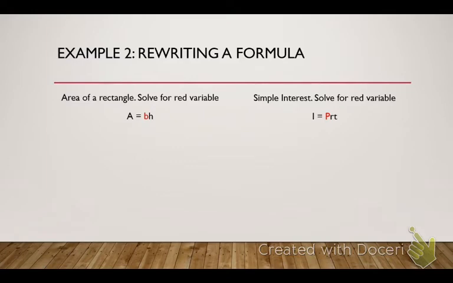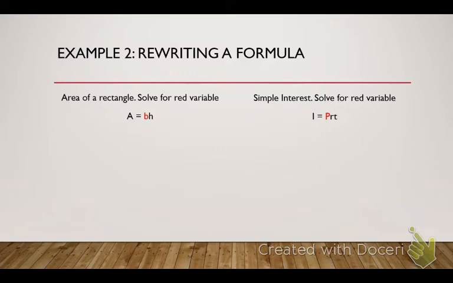What about a trapezoid? You guys remember trapezoids from last year? A equals 1/2 times base 1 plus base 2 times the height. Very good. Area of a circle. A equals pi r squared. So all of those are formulas. We learned simple interest last year. I equals PRT.